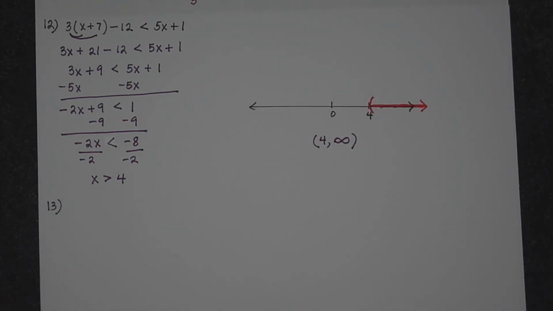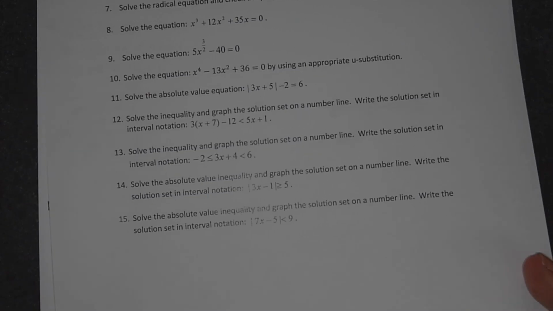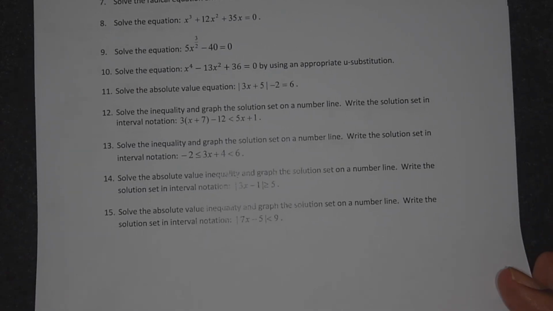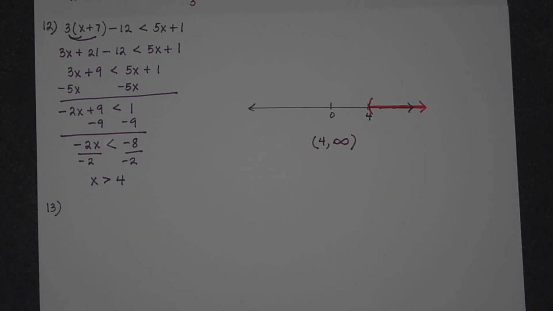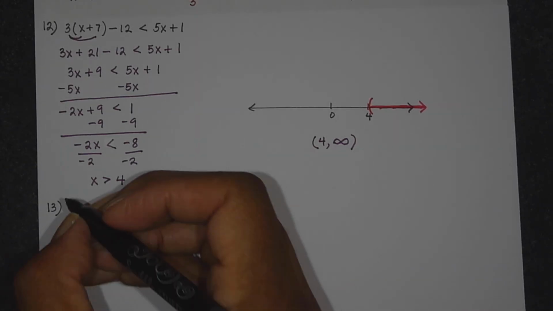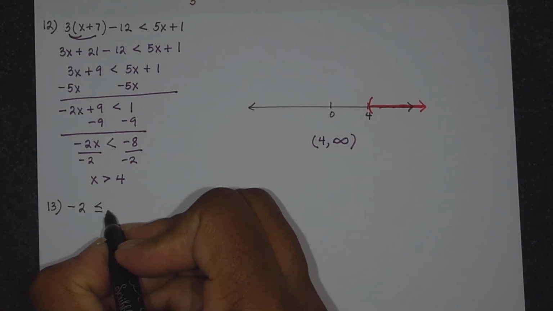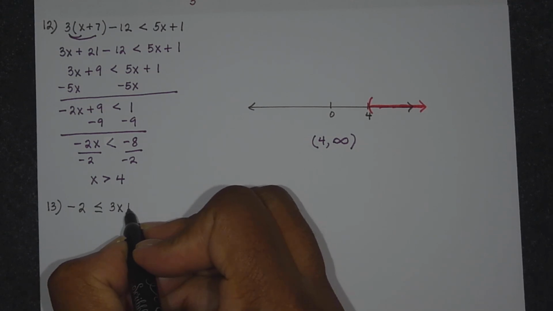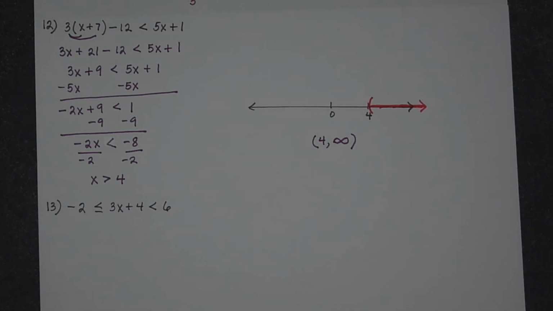is, again, solving the inequality, graph the solution set on the number line, and then write the solution set in interval notation. This time, we have a compound inequality. And in this case, that's negative 2 is less than or equal to 3x plus 4 and less than 6.